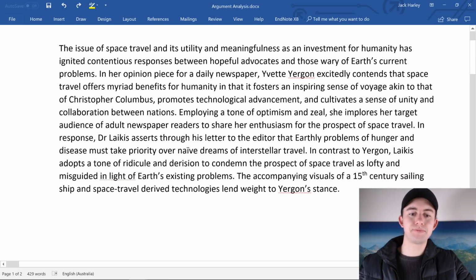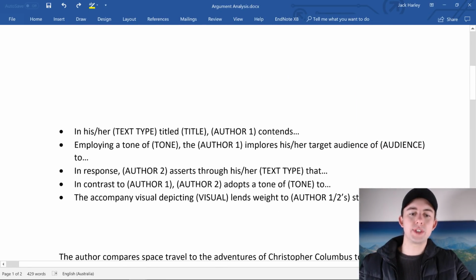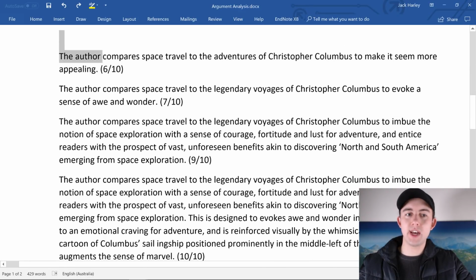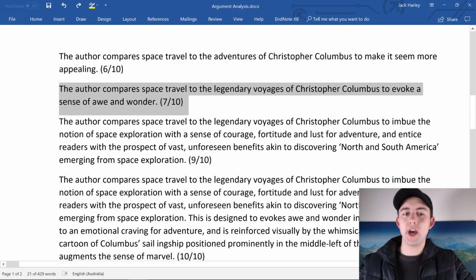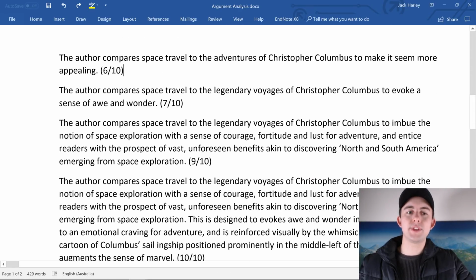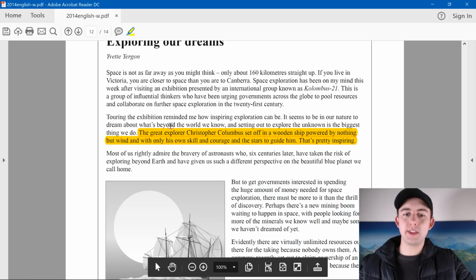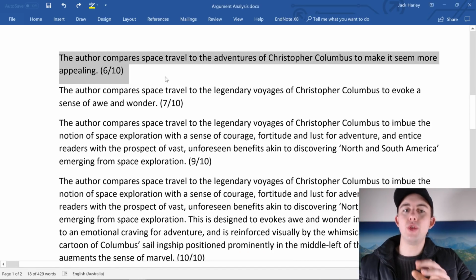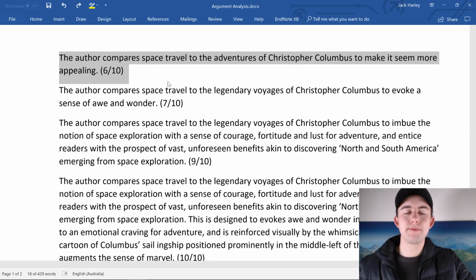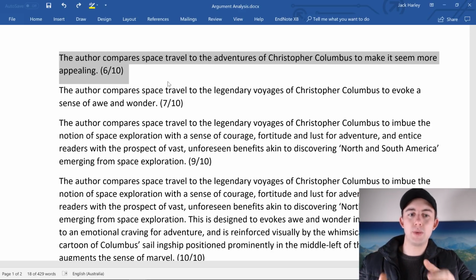Guys, check this out. We're going to scroll down here and look at the difference between a 6 out of 10 analysis, a 7 out of 10, a 9 out of 10, and a 10 out of 10. Let's look at this. So, 6 out of 10. Analyzing this section about Christopher Columbus, we say the author compares space travel to the adventures of Christopher Columbus to make it seem more appealing. Now, it's not wrong, but it doesn't give us a lot of information. So we need to go into more depth. How do we do that?